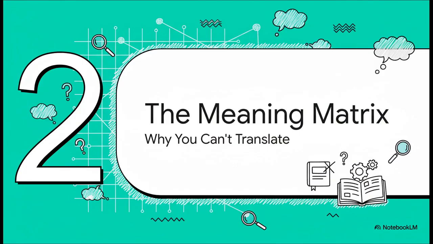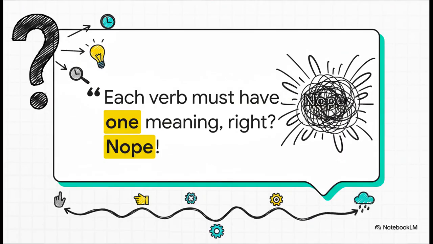Okay, moving on to section 2, the meaning matrix. We've got the grammar down, which is the easy part. Now, let's get to the real challenge. This is where things get, well, interesting. And it's exactly why just looking these words up in a dictionary is not going to work. This right here is probably the biggest trap that learners fall into. It's so tempting, right? You see 9 verbs and you think, awesome, I just have to memorize 9 meanings and I'm done. But, yeah, as the slide says, nope, it is just not that simple.